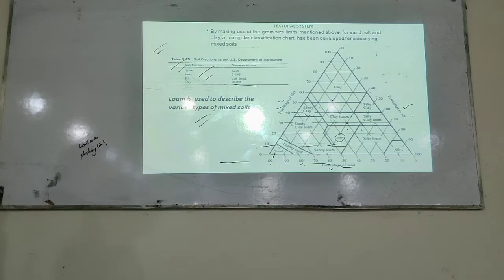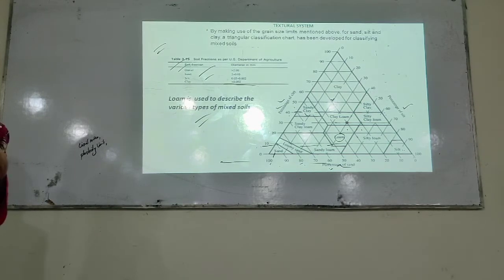Loam is used to describe the various types of mixed soil. We already know this: loam is used to classify mixed soil. The percentages of sand, silt, and clay present in loam are 40%, 40%, and 20%.